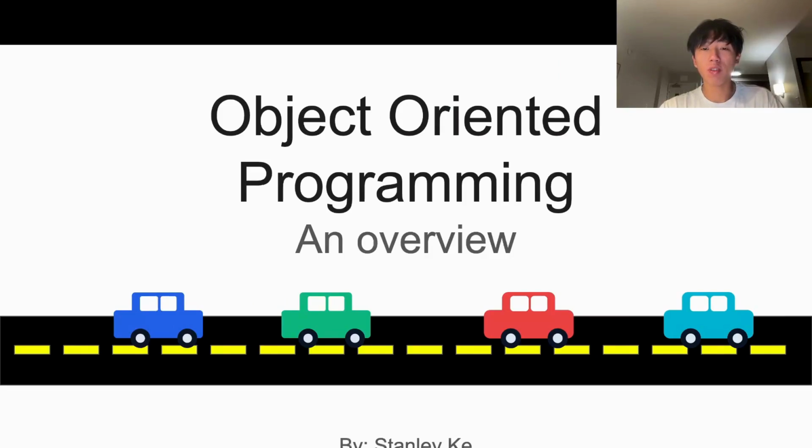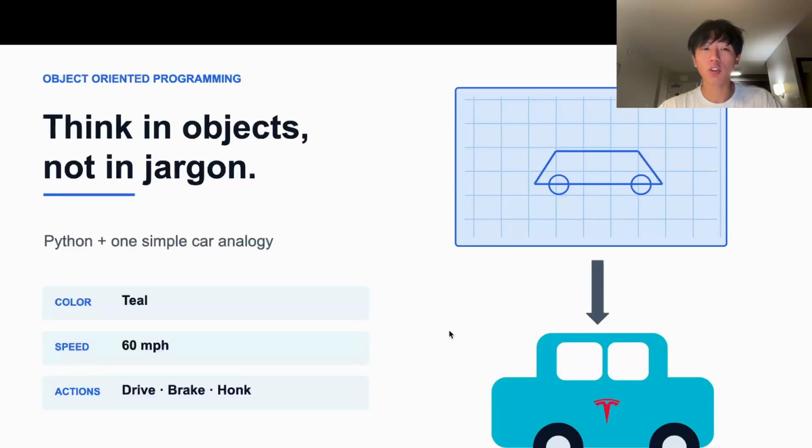And I'll be going over the fundamentals of object-oriented programming. To put it simply, this is an approach to programming where we organize code through classes and objects. For this presentation, I'll be using cars as an example to help explain these concepts. So let's first talk about objects.